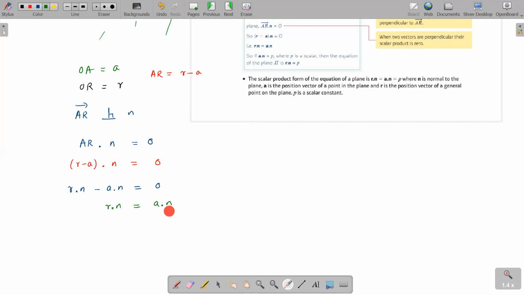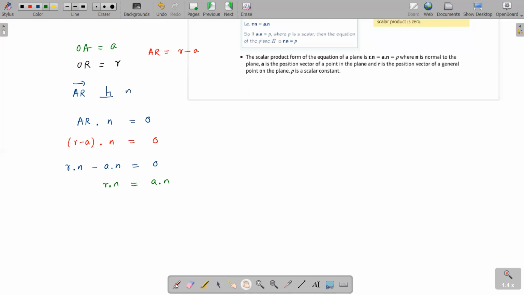Do you see that I can actually get the real figure of a dot n? It will be a single figure, a value. You get some kind of integer or rational value. Okay, so basically we could say r dot n equals p, because you get a constant. p is a scalar constant. You get a scalar value here.